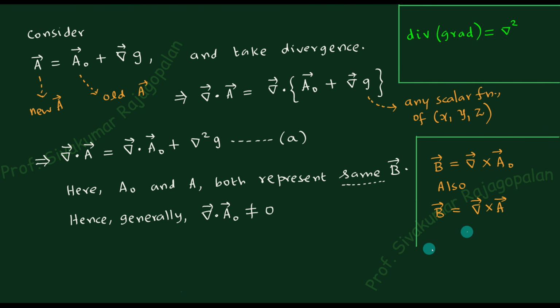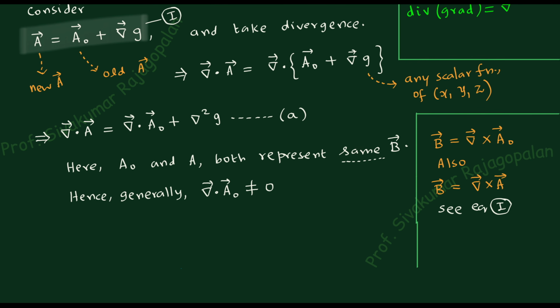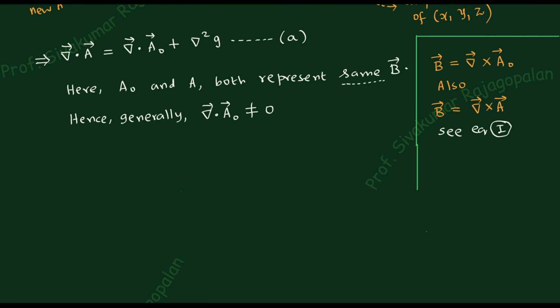And because of this reason, you don't have any evidence to expect that the divergence is 0. So I would like to write down that. Let us keep some number for comparison. So what happens is that if you are going to compare this with equation number 1 that I am showing, then the point that you can write is that you don't have any reason to say that the divergence of A naught is 0.